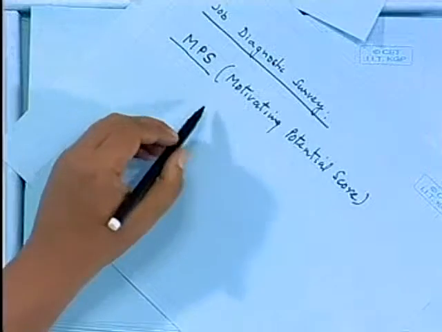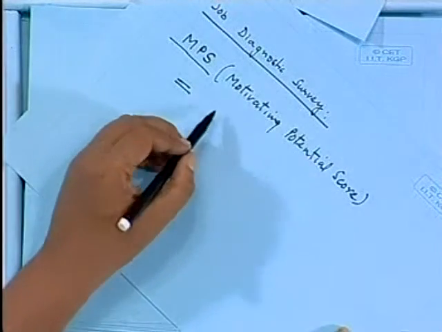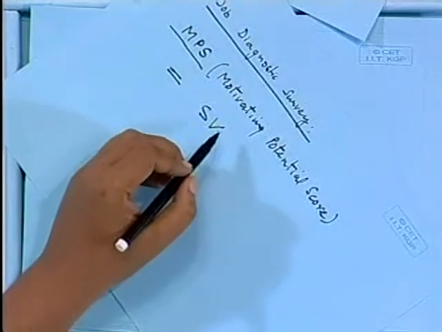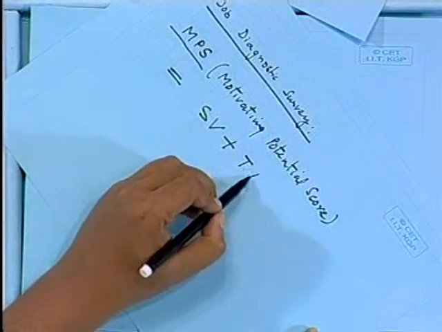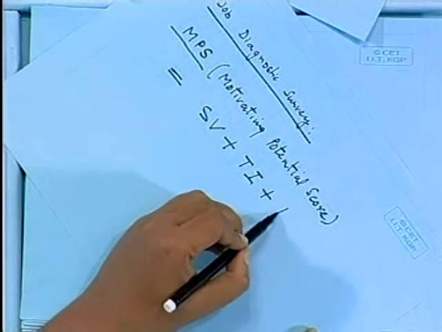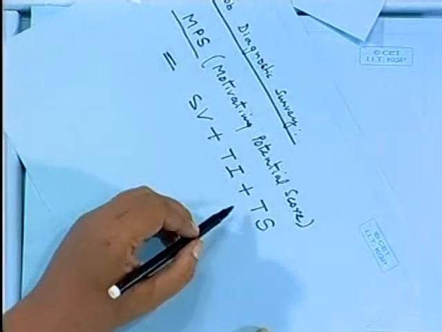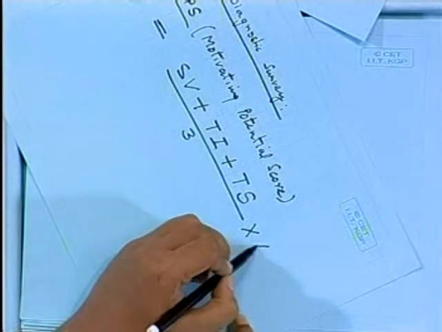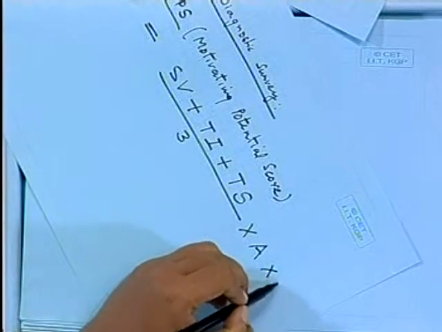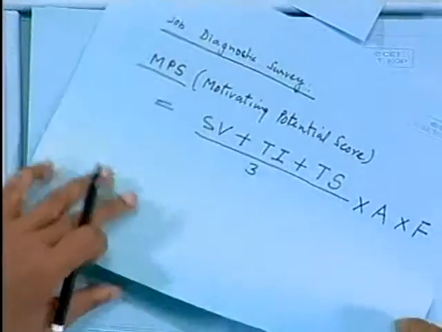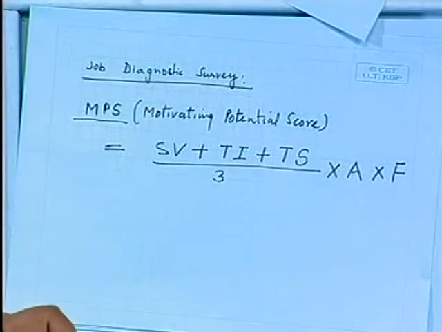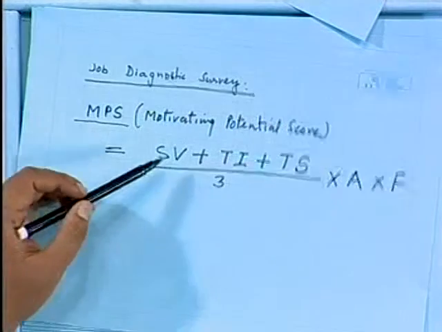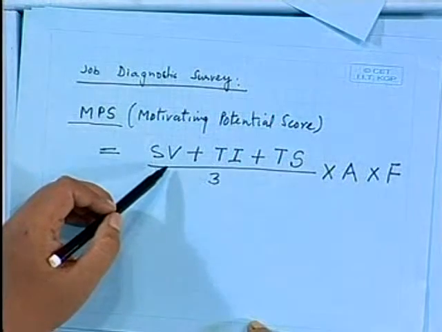So if you look at how this is calculated, a formula is used, and this is skill variety plus task identity plus task significance, divided by 3, and that is multiplied by autonomy and feedback. So this is the formula that is used to calculate. Yeah, I will explain that. See, there is nothing. What actually we have done here, that skill variety.